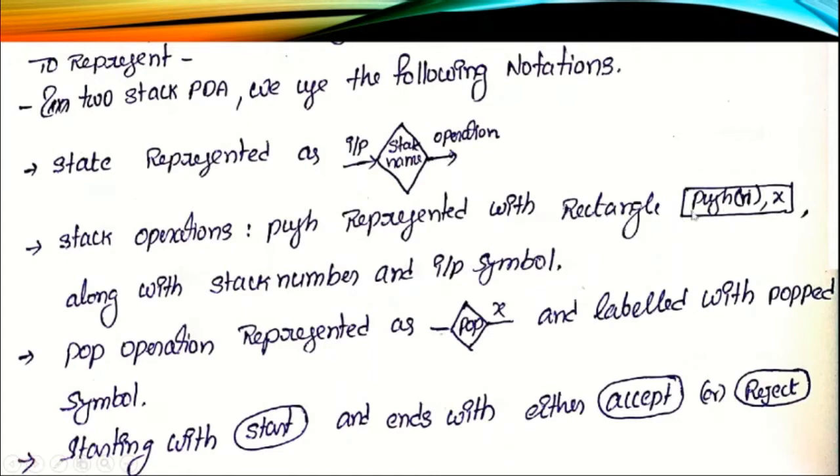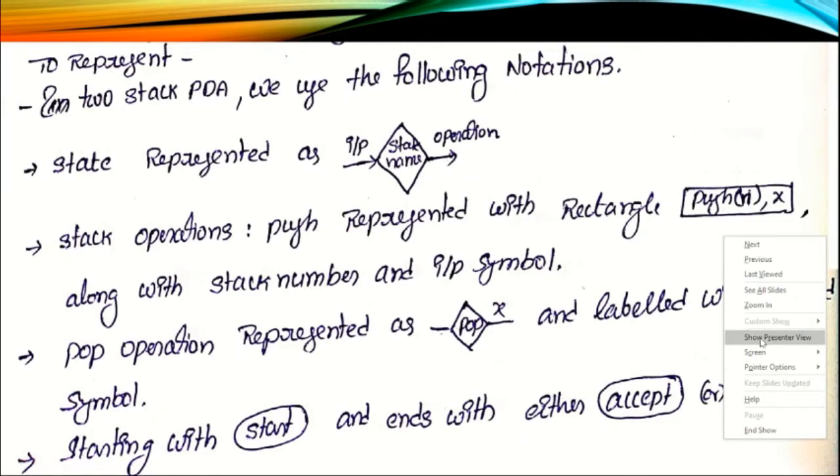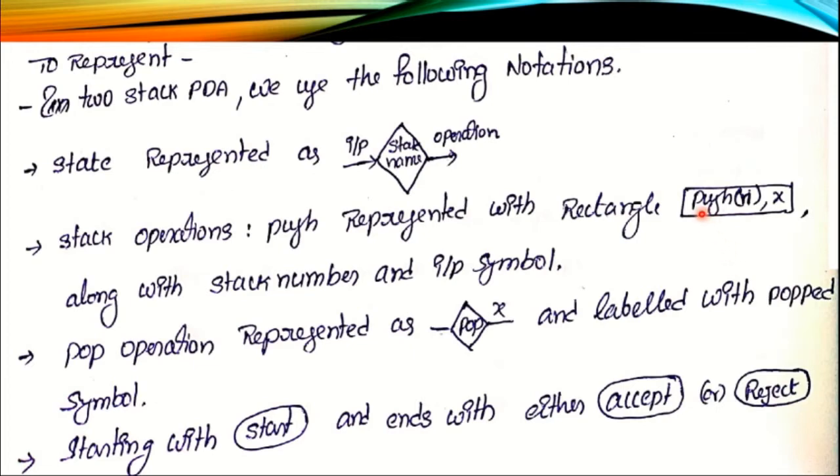So within this rectangle we can mention push, and that particular push operation can be performed at stack 1 or stack 2, so that is represented within braces. After that, which symbol was pushed into the stack. So here we observe how to represent the push operation.